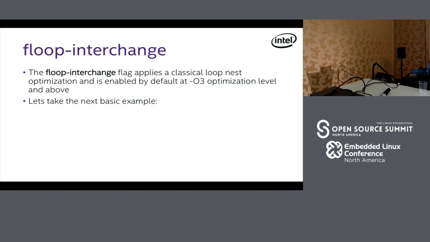So let's take the first example. Imagine that you have two for loops. In this case, Y is going to 100, and X is going to 1,000, increasing going forward. And we will do a multiplication of X by Y and assign it to the value that we have in this case, okay?